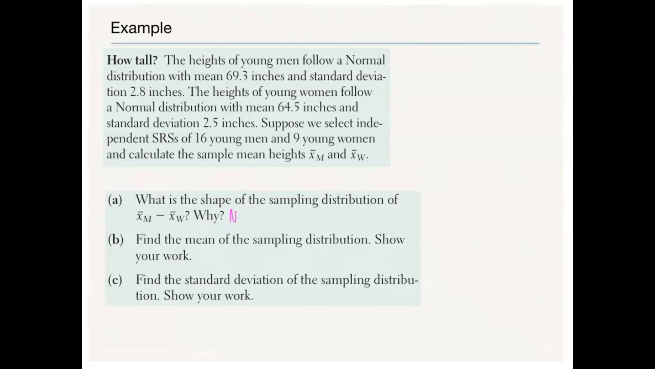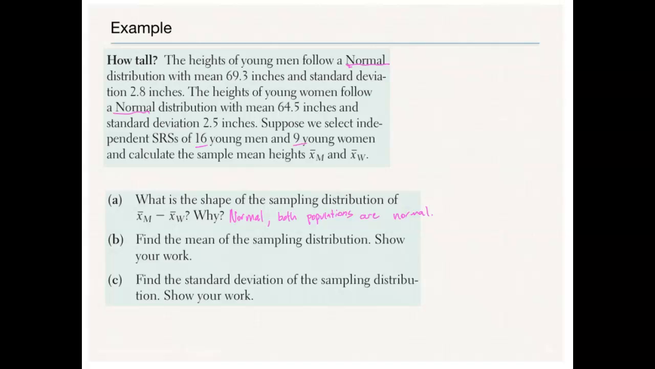So it would be normal. And the reason is both populations are normal. So not because of the central limit theorem here, because we don't have large enough sample sizes. One's 16 and one's 9. But since we know that both individual populations are normal, it's safe to say that the sampling distribution of the difference in sample means will also be normal.